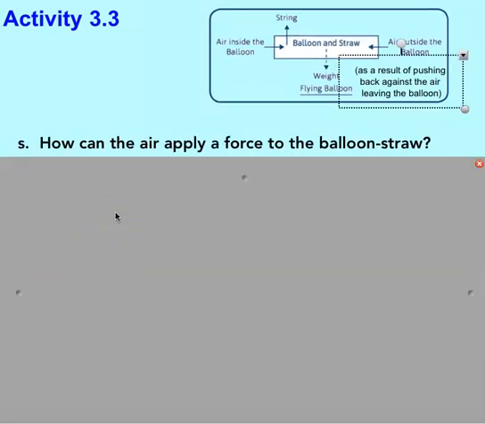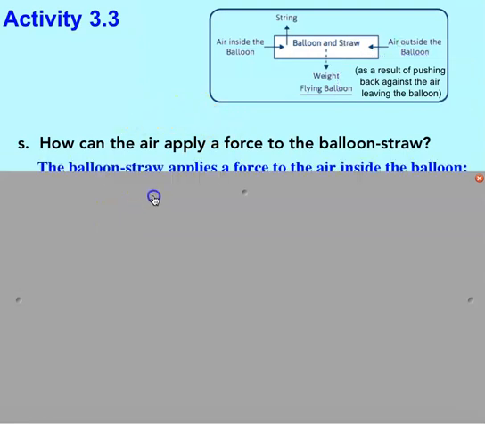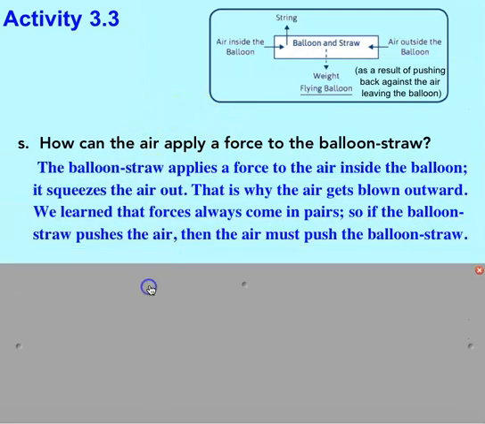So how can the air apply a force to the balloon straw? Well, the balloon straw, again, as the air is leaving the balloon, just similar to the fan, that's not the force per se that causes the balloon to move. It's the air pushing against that air, because remember, forces come in pairs. And we're only talking about the forces being applied to the balloon and the straw. So it's got to be the air pushing back that causes the balloon to move in that direction.